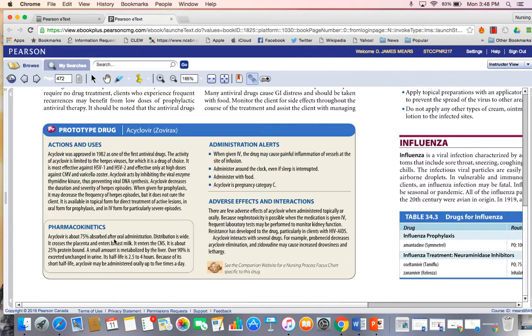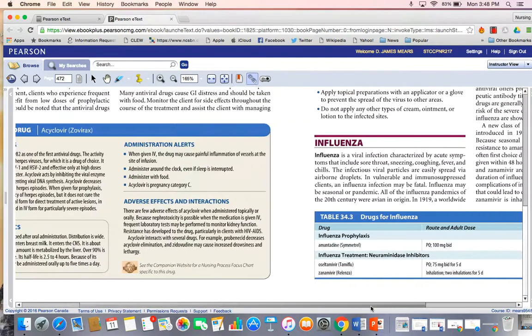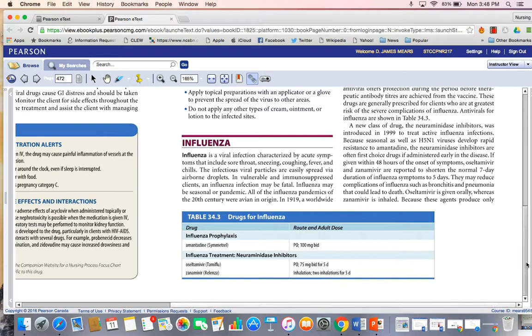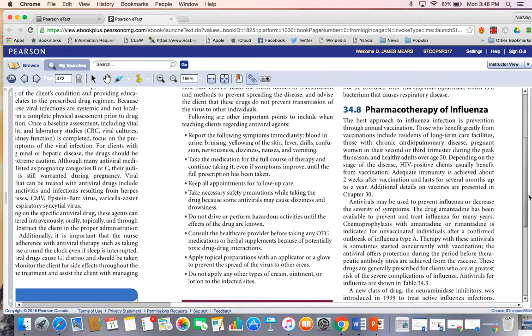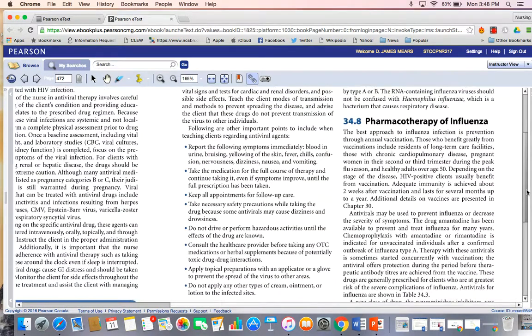Acyclovir is 75% absorbed for oral administration. Distribution is wide. It crosses the placenta and enters the breast milk. It enters the CNS, etc. So if you have any questions, please post them on our discussion board. Please email us or bring them to class. And if you do email us, we'll usually post a response on the discussion board.